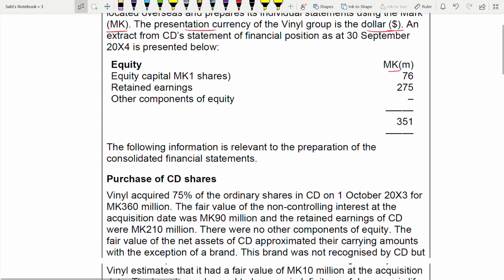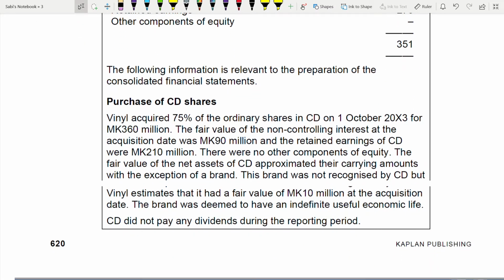Now regarding the purchase of CD shares, 75% has been acquired, that means it's a subsidiary, for 360 million, that's the consideration. Fair value of NCI is also given, 90. All these are in MK only. Nothing is in dollar here. Even the retained earnings at that date was in MK. No components of equity.